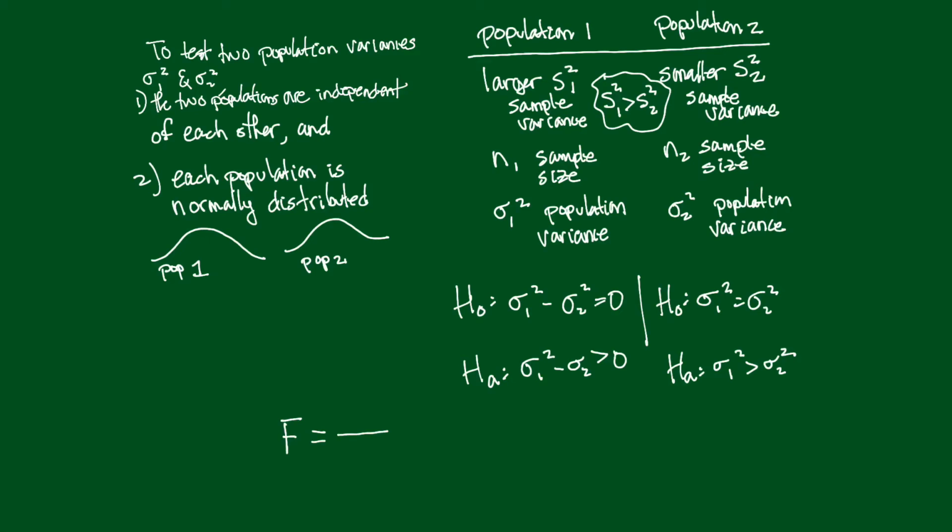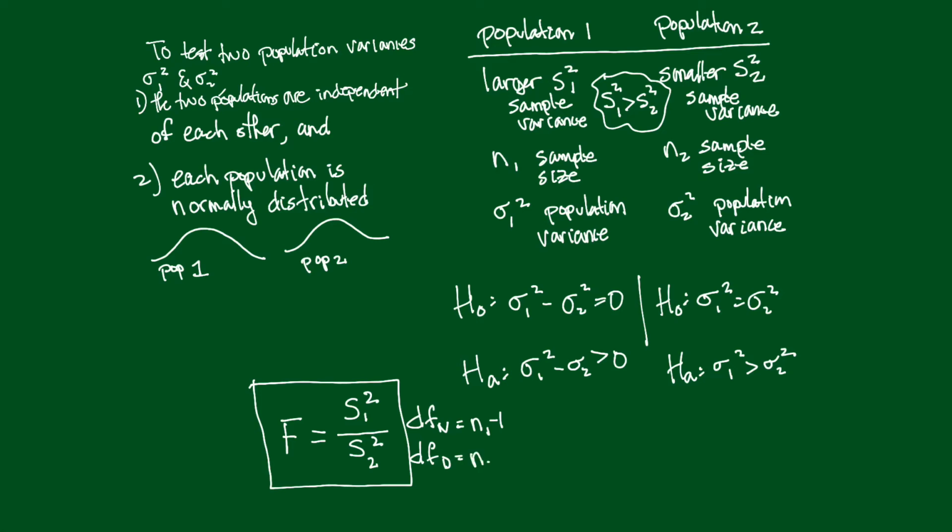And here is the F statistic. It's the ratio of these two sample variances, so it's going to be S1 squared over S2 squared. Once you have those sample variances, here's how you get the F statistic, the F star. The degrees of freedom for the numerator is N1 minus 1, that's sample size minus 1. And the degrees of freedom for the denominator is N2, sample size minus 1.